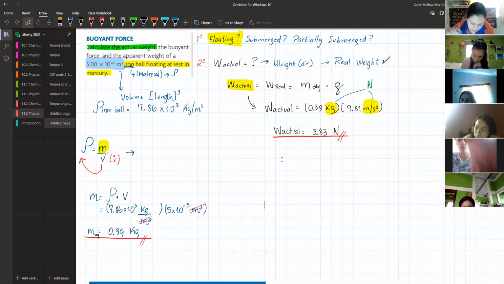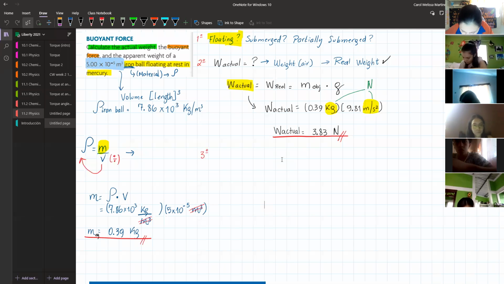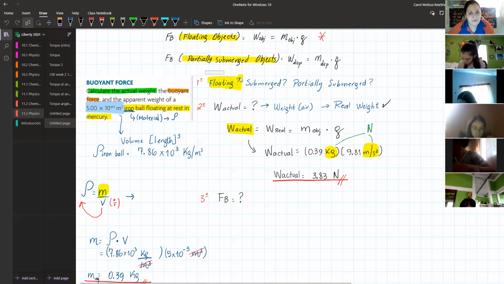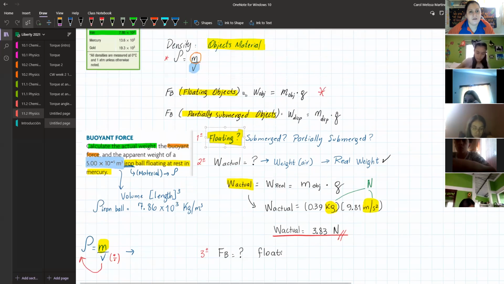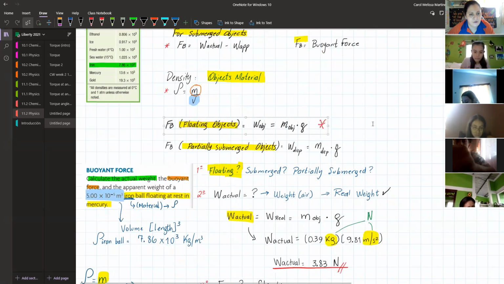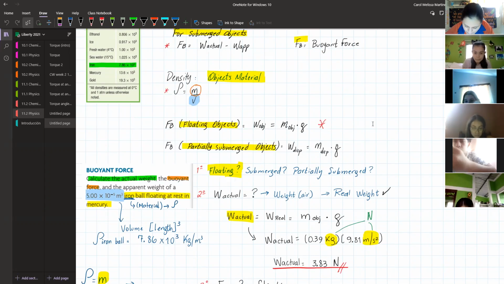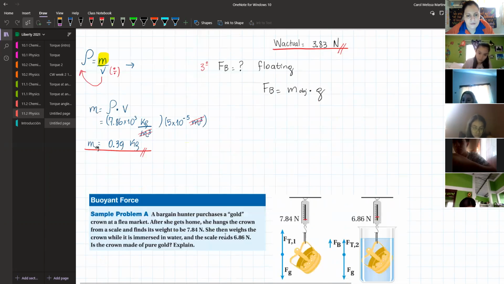Now it says, calculate the buoyant force. So now I'm going to look for the buoyant force, okay? Now, to calculate the buoyant force, I need to know what formula to use. According to what we stated in the first place, we have a situation for floating objects, okay? So the buoyant force is going to be also for floating objects. According to the equation that I have here, this is the equation for floating objects. So I'm going to write it. Buoyant force is equal to the mass of the object times gravity.